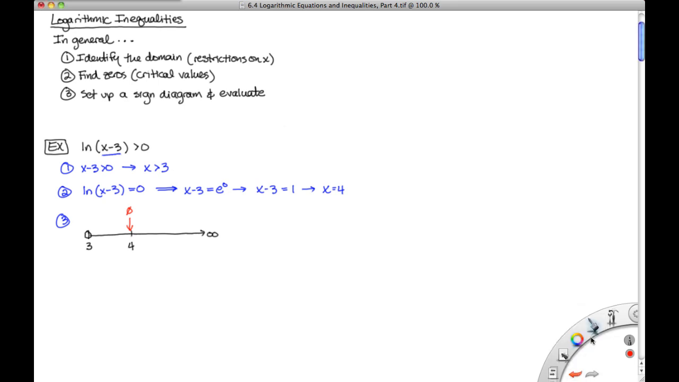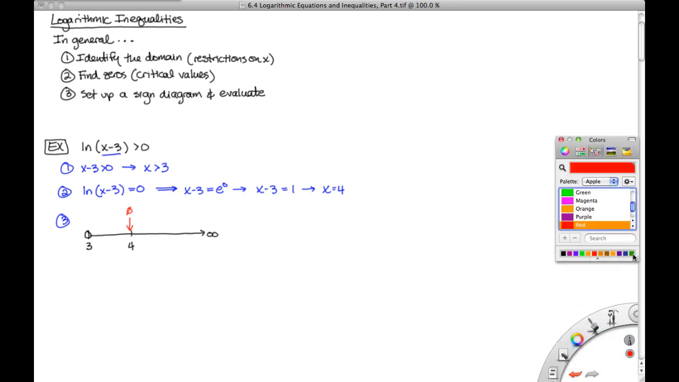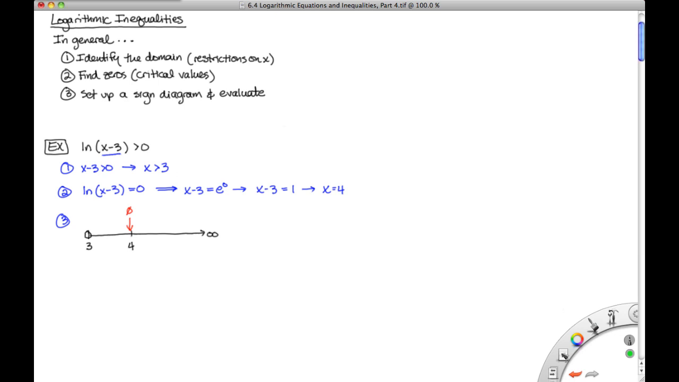So as we've done before with these inequalities, we're going to go ahead and test points. So I'm going to look at my intervals here, and from this interval, I'm going to pick 3.5. And in this interval, I'm just going to pick a big number like 100. And those are going to be our test points. So we're trying to find out whether this function ln of x minus 3 is positive or negative on these intervals.